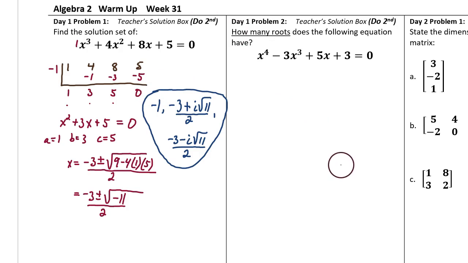Day 1, problem 2. How many roots does this have? The fundamental theorem of algebra says that a polynomial equation will have as many roots as its degree. So this is degree 4. This has 4 roots.